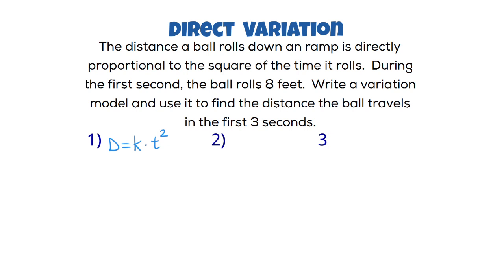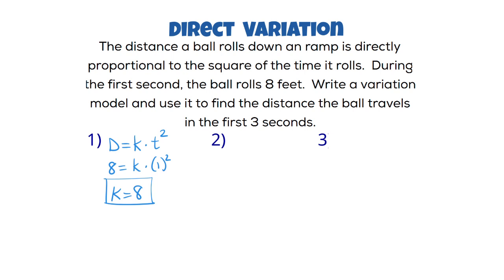Now, they follow up with a little piece of data here. During the first second, the ball rolls 8 feet. That means that when my distance is 8, my time was 1. And it looks like pretty easily I can see here that k is going to be equal to 8. So I found the constant of proportionality.